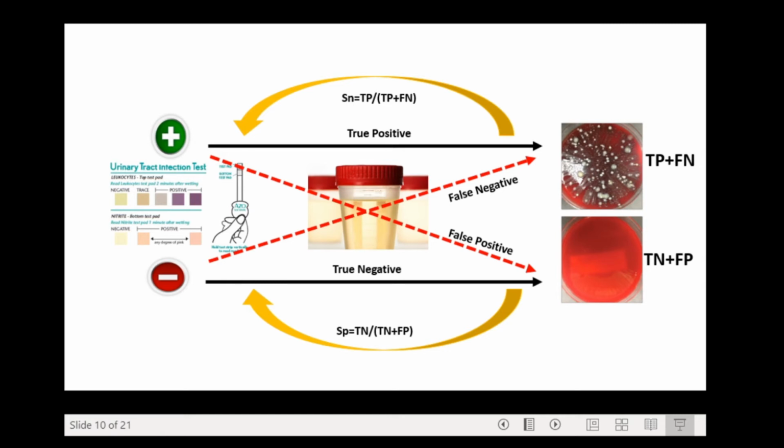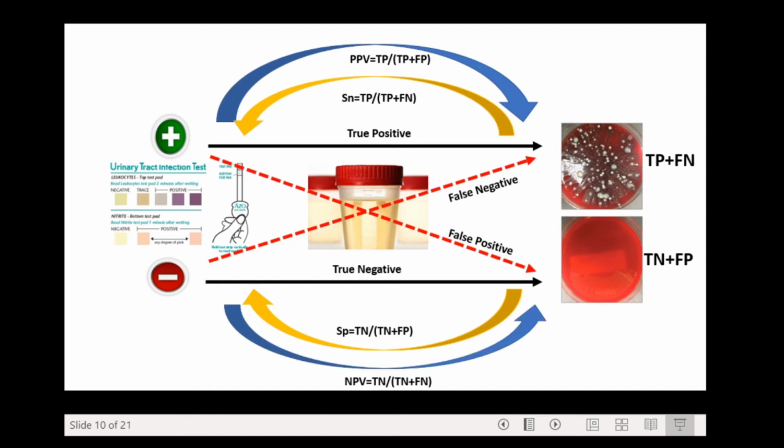Now let us go the other way around. What percentage of the nitrite test positive samples will yield a positive urine culture? This is called positive predictive value. Similarly, what percentage of nitrite test negative samples will yield a negative urine culture? This is called negative predictive value.